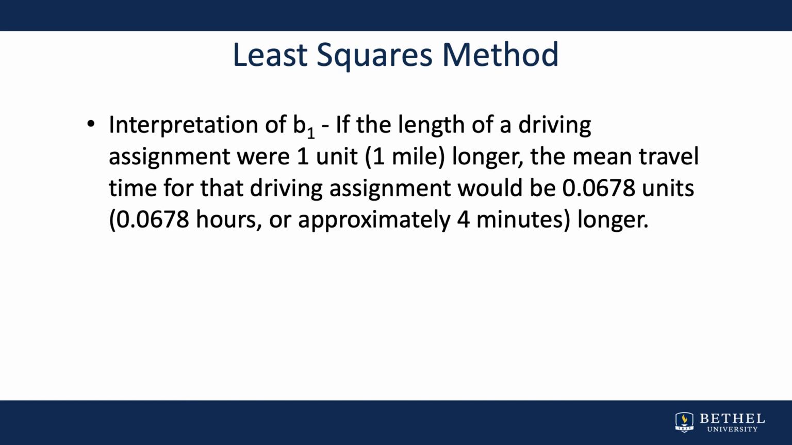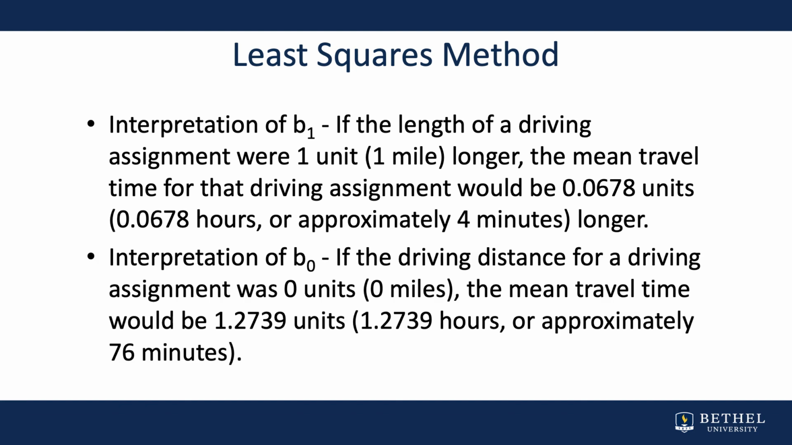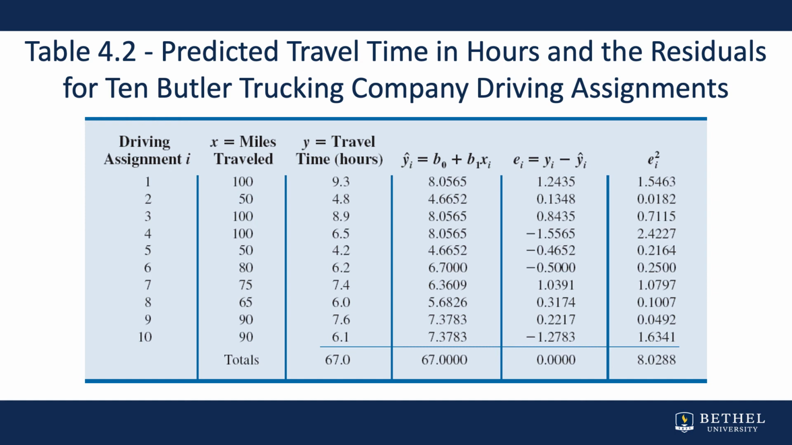Here's the interpretation of the regression model. If the length of a driving assignment were 1 unit or 1 mile longer, the mean travel time for that driving assignment would be 0.0678 units, or 0.0678 hours, which is approximately 4 minutes longer. Here's the interpretation for the b sub 0. If the driving distance for the driving assignment was 0 units, then the mean travel time would be 1.2739 units.